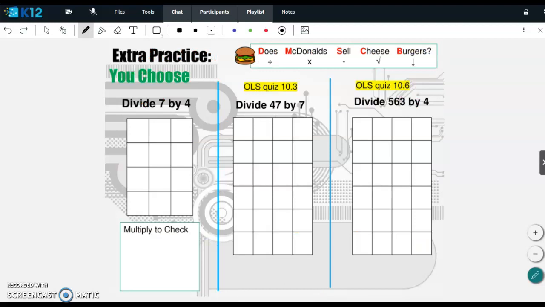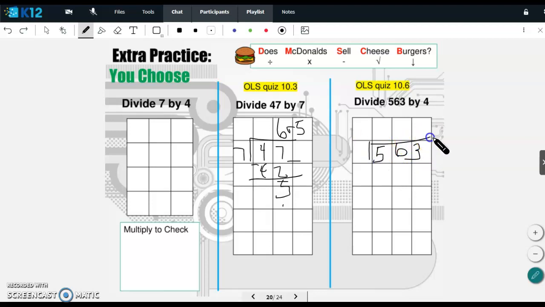Let's do a couple more for you to check, okay? Let's do 47, we have a little bit of time, divided by 7. 7 goes into 47. Well, I know 7 times 7 is 49. That's too much. And 7 times 6 is 42. So we'll do that. 42, 5. 7 cannot go into 5, and I have nothing to bring down, so I have a remainder of 5. This is in your OLS for 10.3, and then this one is in your OLS for 10.6.